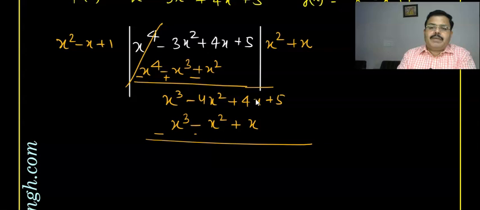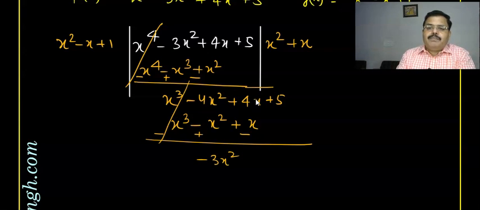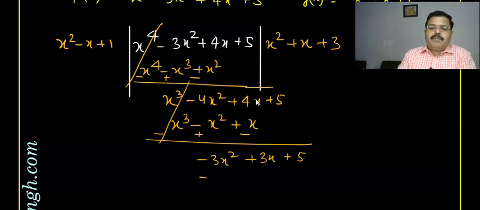So again we can write minus plus minus. These two cancel. Minus 4x square plus x square is minus 3x square, plus 4x minus x is plus 3x, plus 5. So we can go ahead with 3. That will be minus 3x square minus 3x plus, it should be minus 3.